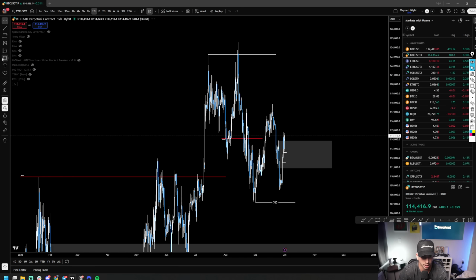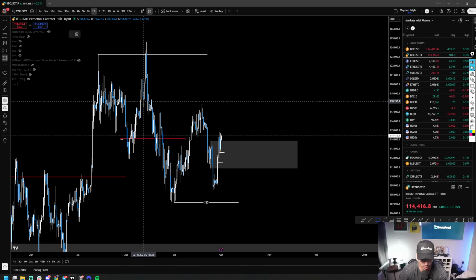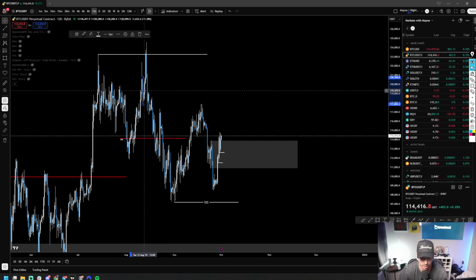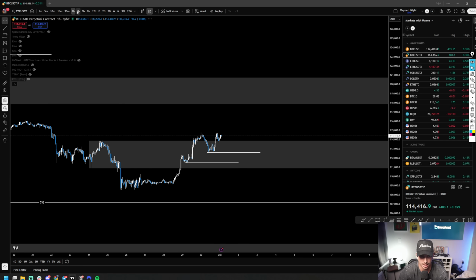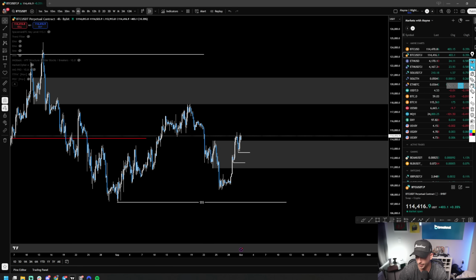And I'm targeting, as you guys remember, up into here and into this high, which is that daily bearish breaker. So to me, that's the setup, or maybe below this one. That's the setup I'm looking for in Bitcoin, okay?